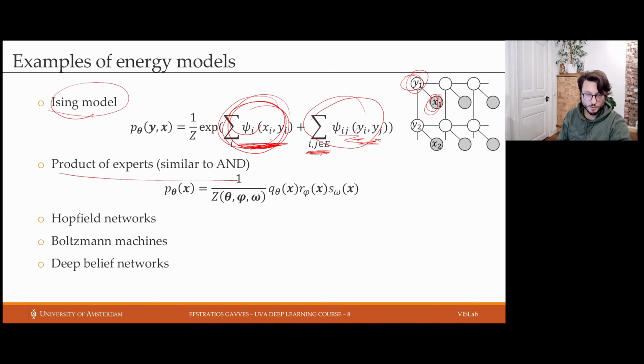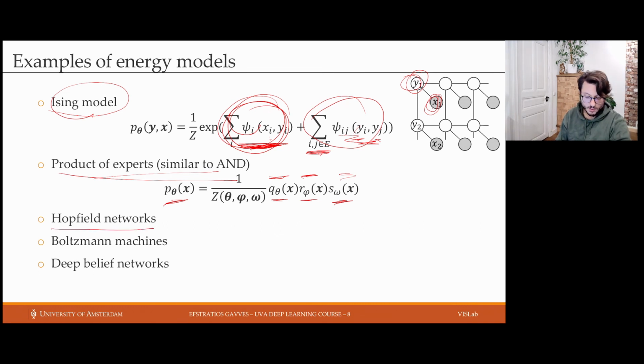Another type of energy model is products of experts. So we might want to combine, let's say, a PixelCNN, an autoregressive model, and a variational autoencoder. How can we do that? Well, with the product of experts, basically we're imitating an AND function. So if all of these experts agree, then our input gets high likelihood. If not, our likelihood drops a lot.